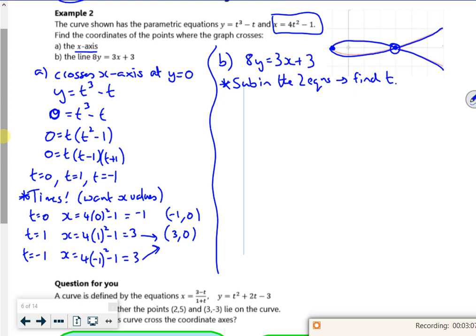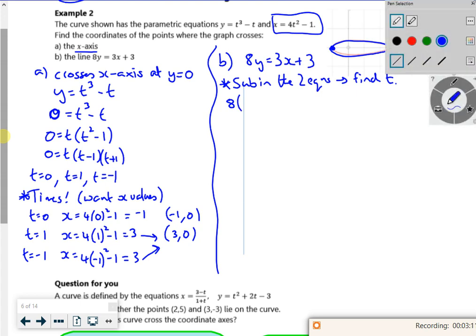So this one's a little bit more. So it's 8 lots of, so y is t cubed minus t. Are you happy with that bit? So I'm changing the y here and the x here. It's quite full on this. 3 lots of 4t squared minus 1 plus 3.